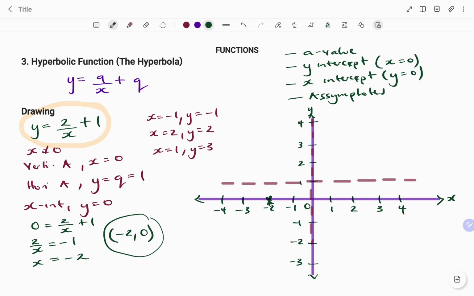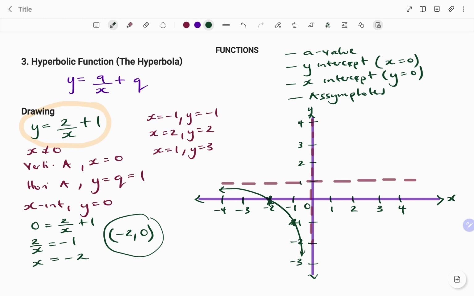Then for the points I calculated, for -1 the value of y is also -1, so I'm going to look for one more point there, -1 and -1. So if I draw my graph at that point, it's going to pass through the given point. Note that my graph doesn't touch my asymptote.